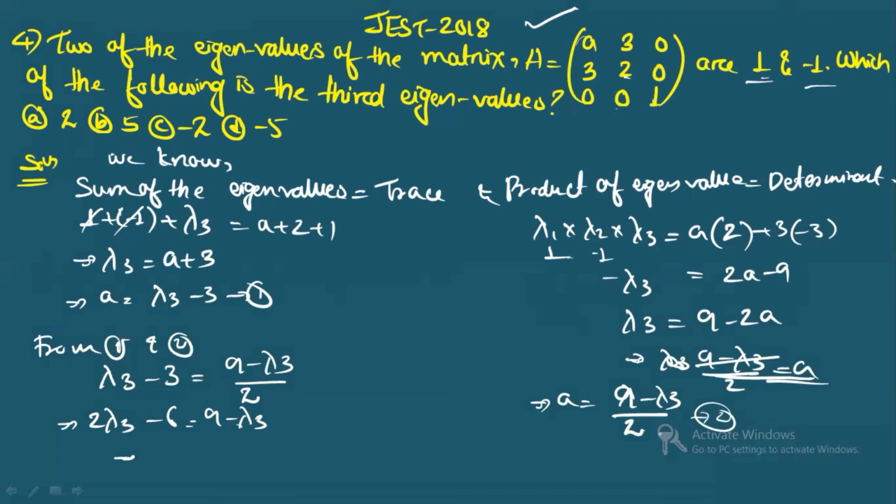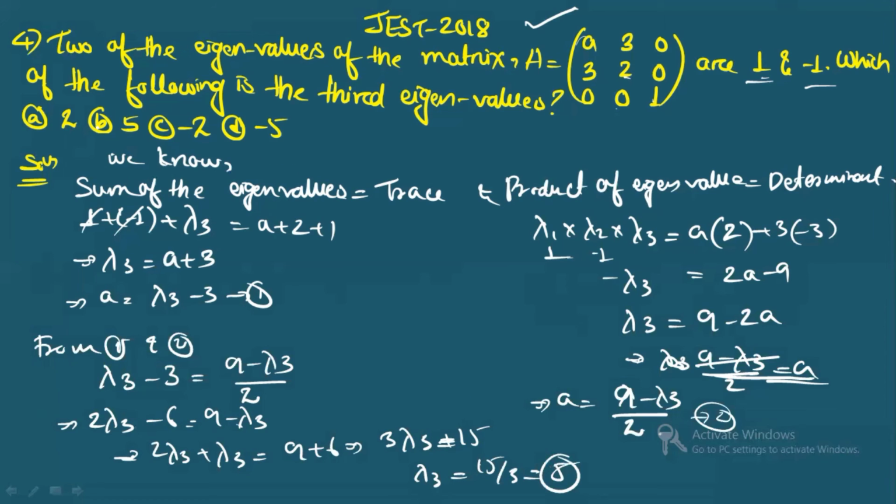Taking lambda 3 to the left hand side, it's 2 lambda 3 plus lambda 3, which equals 9 plus 6. So this is 3 lambda 3 plus 15. So lambda 3 equals 15 by 3, that is equal to 5, right? So the third eigenvalue is 5.